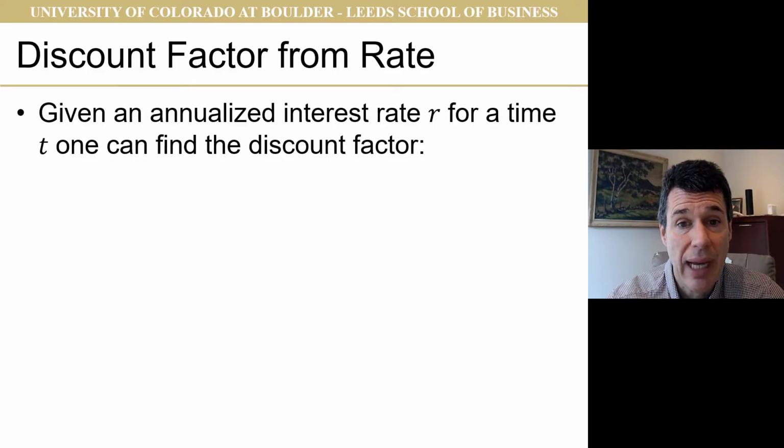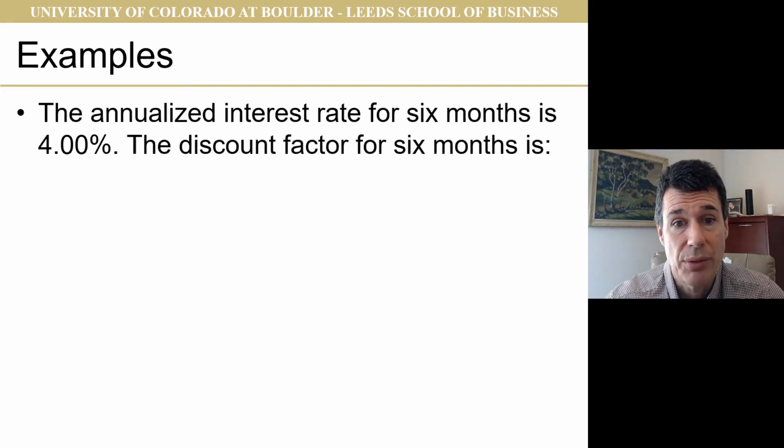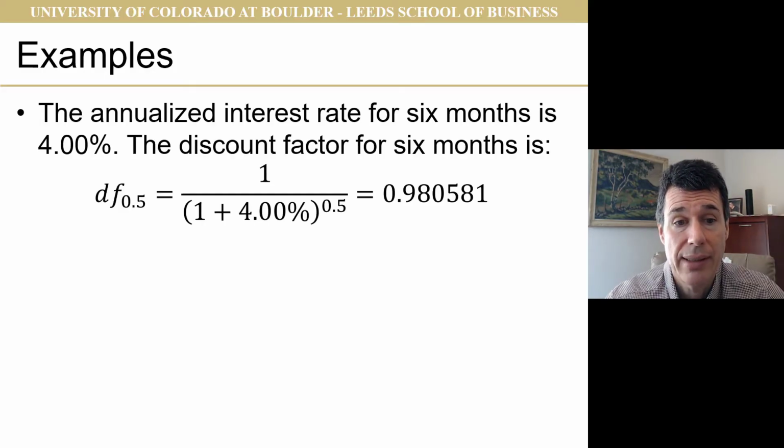Now, if we have an annualized interest rate, R, for time t, we can find the discount factor as discount factor, time t, equals 1 over 1 plus R to the power t. So for example, if we know the annualized interest rate for 6 months is 4%, the discount factor for 6 months is given by discount factor equals 1 divided by 1 plus 4% to the power of half, or 0.980581.